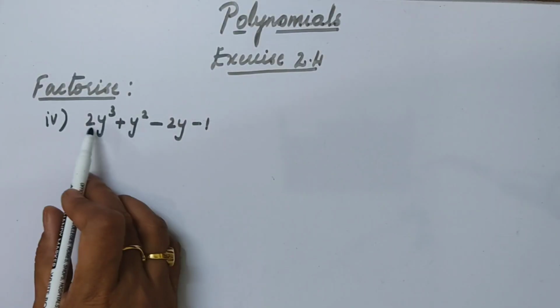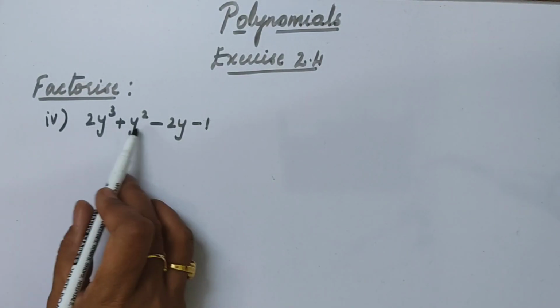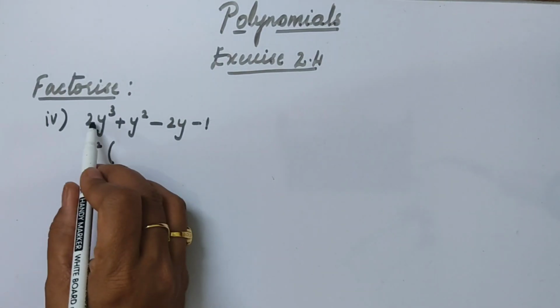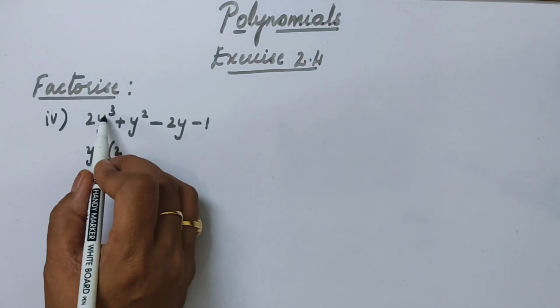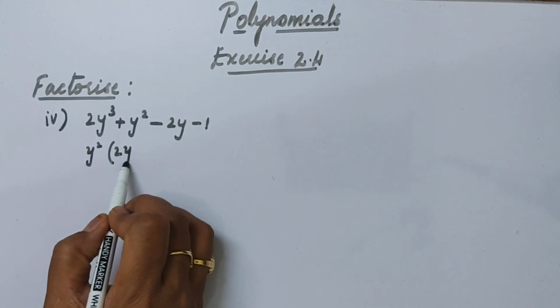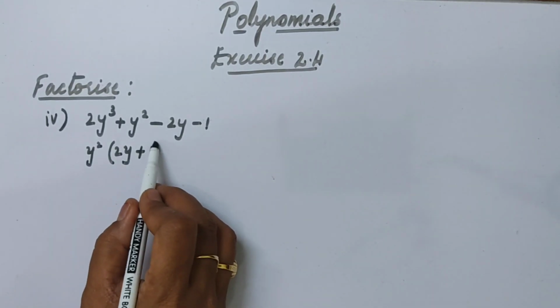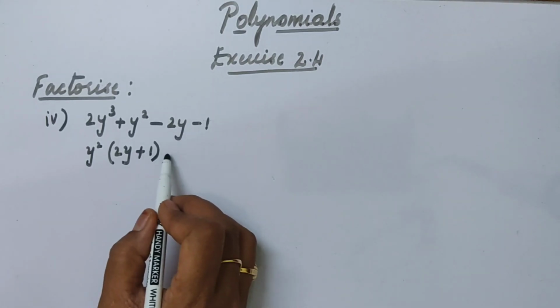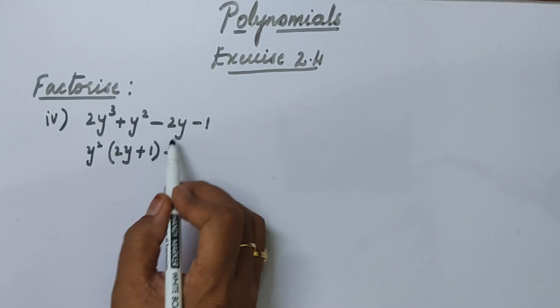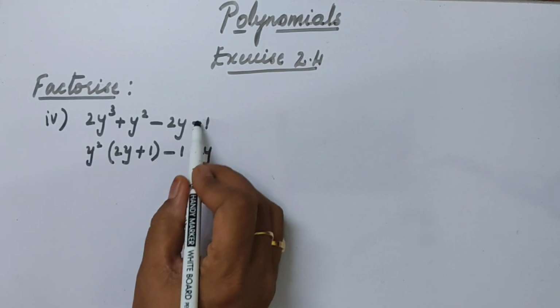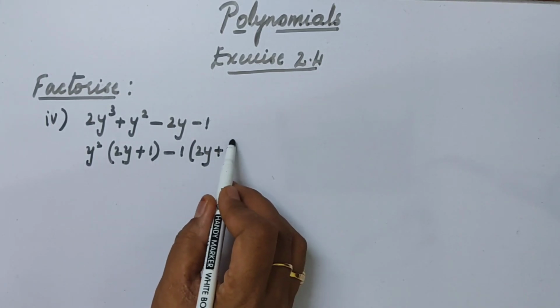You can see that in these two, y square is common, right? Now if we divide by y square, I'm going to get only y here, plus y square gets cancelled, 1 is left over. Now there's a minus sign. In these two nothing is common. So 2y, minus into minus is plus 1.